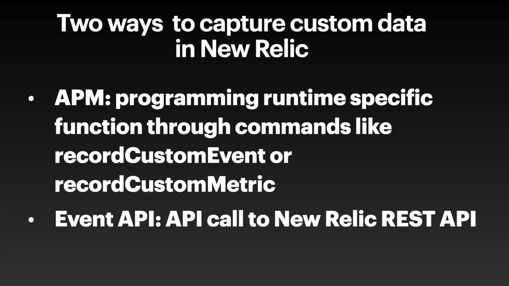Two ways to capture custom data in New Relic. First, APM. Program runtime specific functions are provided through New Relic libraries through commands like record custom event or record custom metric. So in this case, if you want to use programming tools like Node.js, Ruby, or Python, New Relic provides libraries to do that. Second way is through the event API.